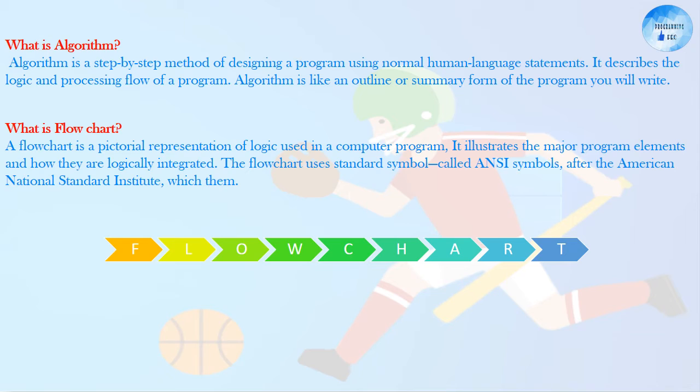What is a flowchart? A flowchart is a pictorial representation of logic used in a computer program. It illustrates the major program elements and how they are logically integrated. The flowchart uses standard symbols called ANSI symbols, after the American National Standards Institute, which created them.